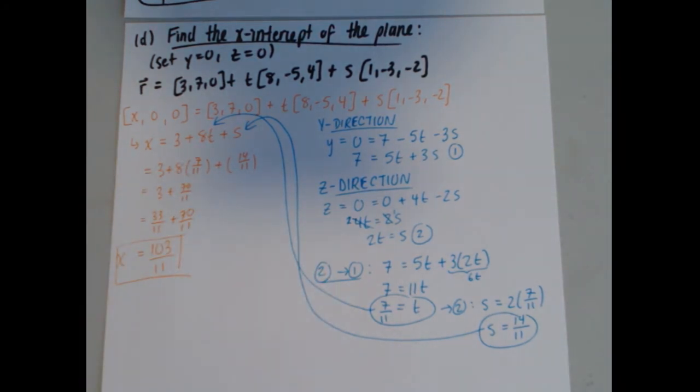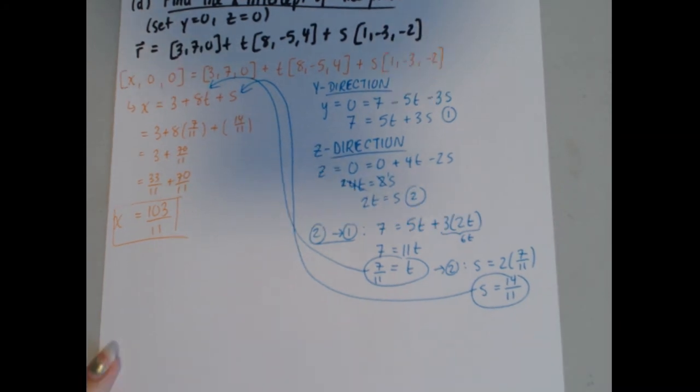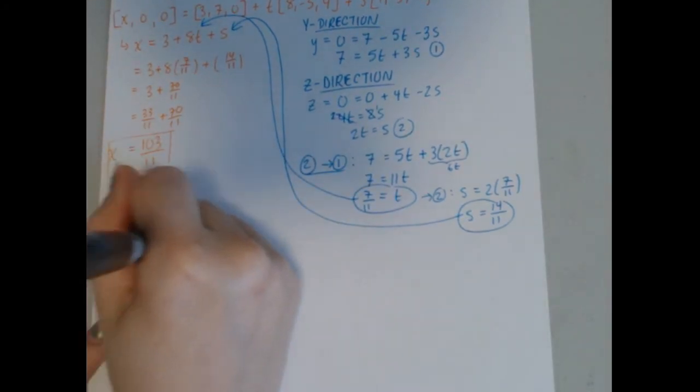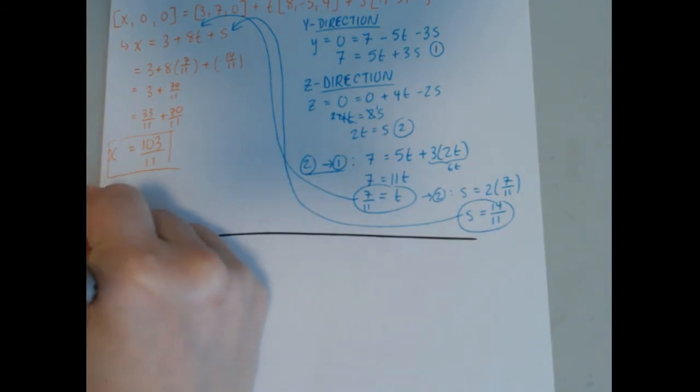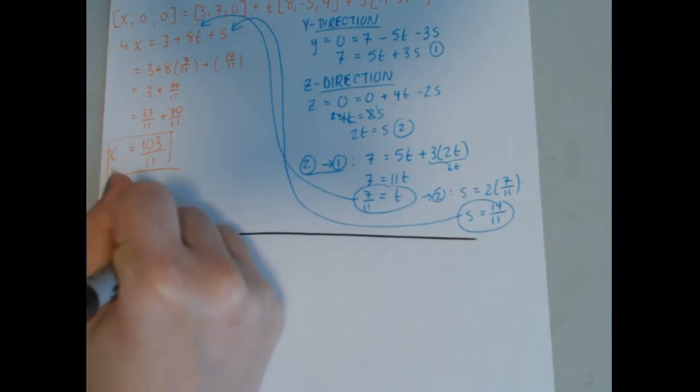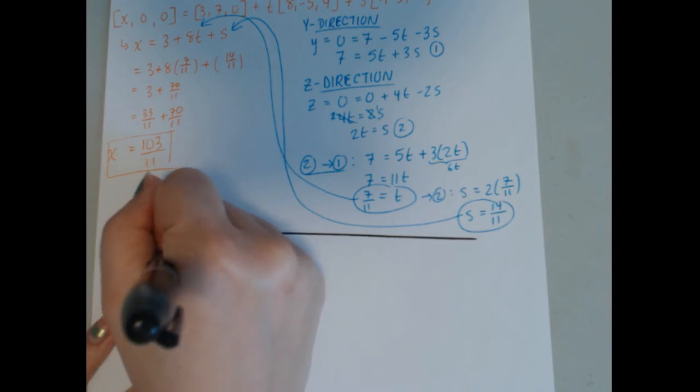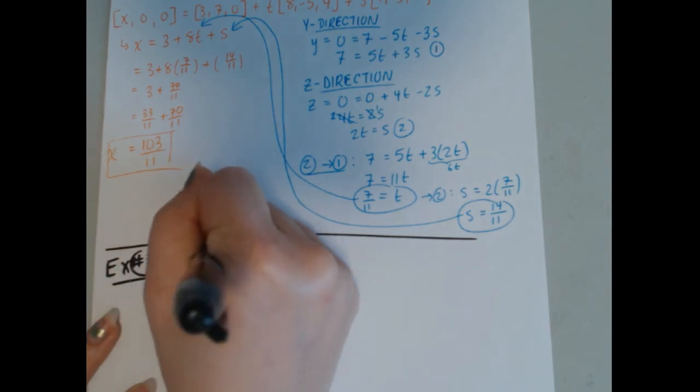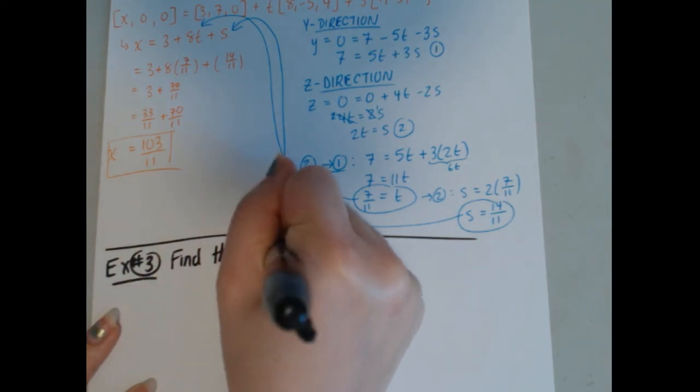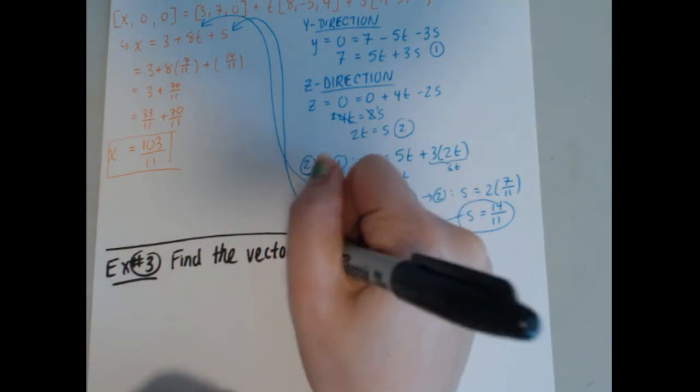So a little bit more work than what you're used to doing in grade 9, but nonetheless doable. That is the last part for example 2. Moving on to example 3. Find the vector and parametric equations of each plane. There will be 2 different examples here.